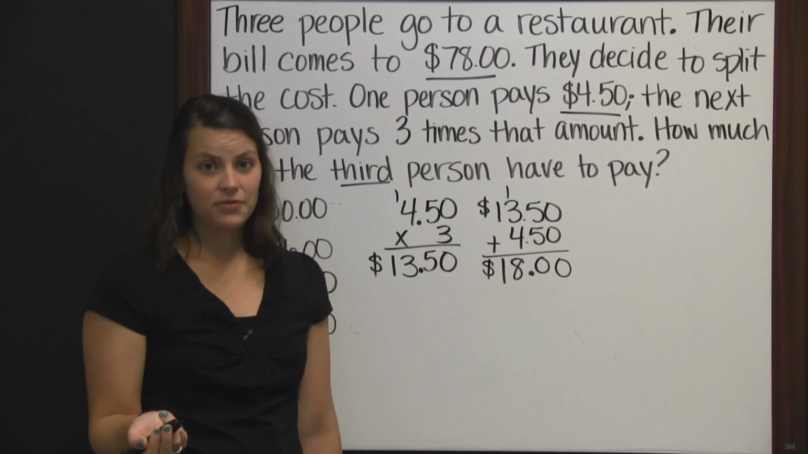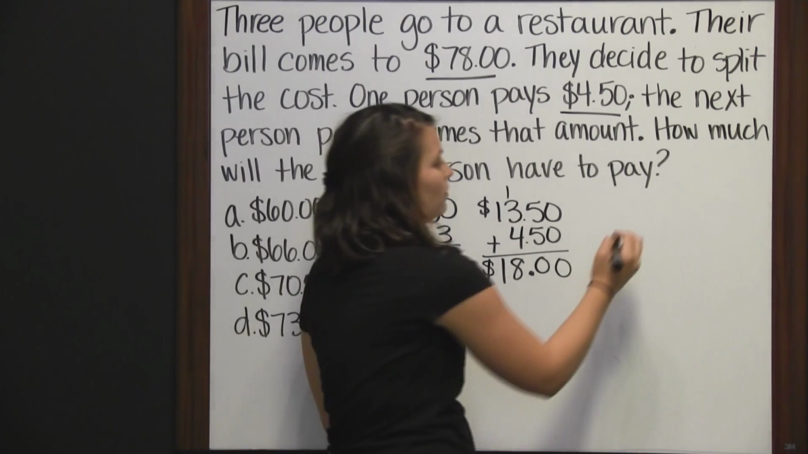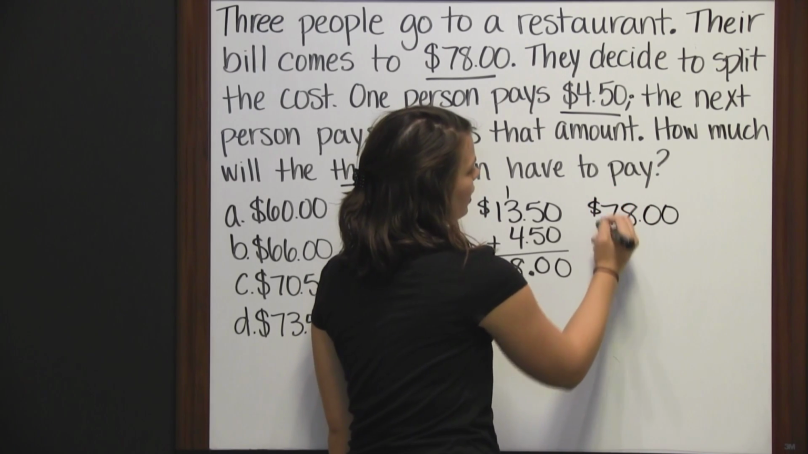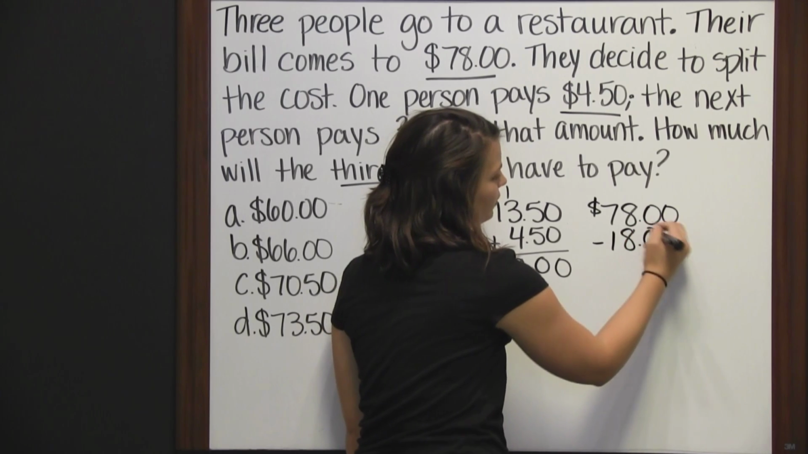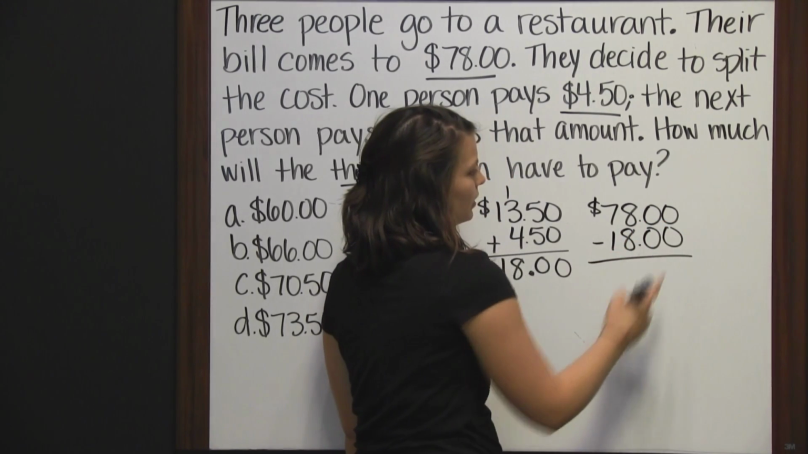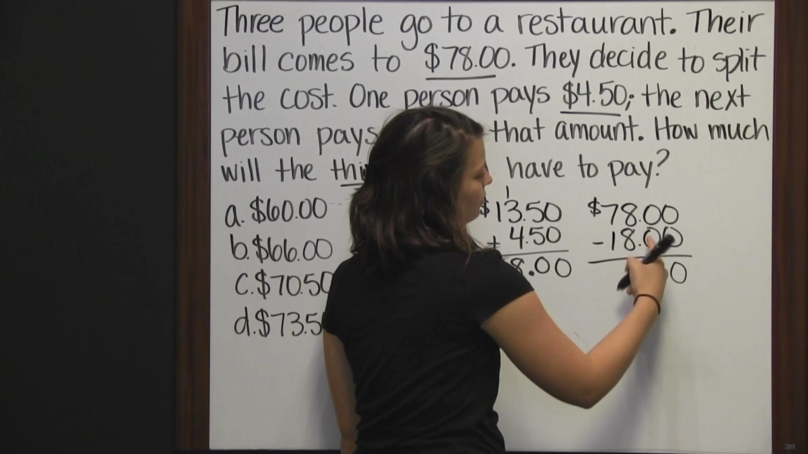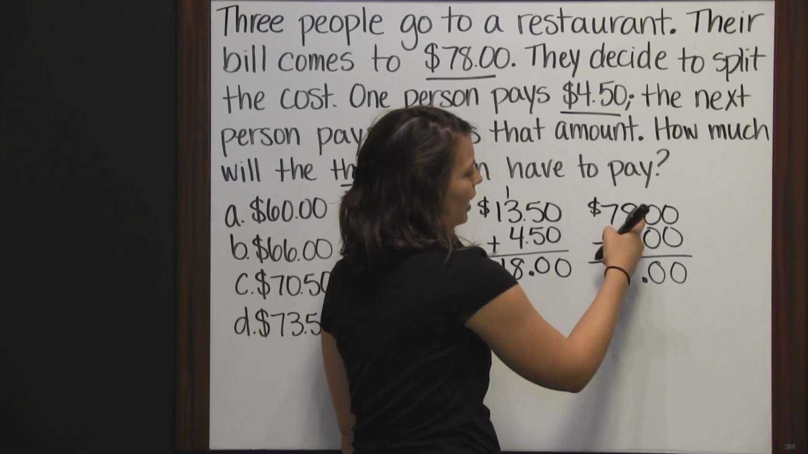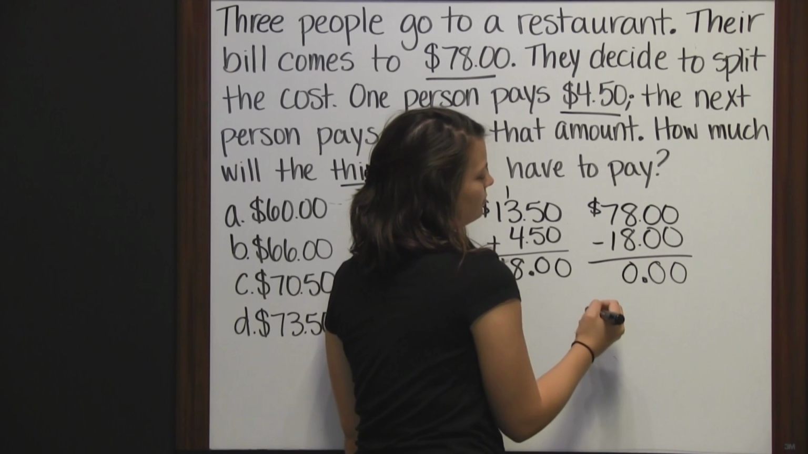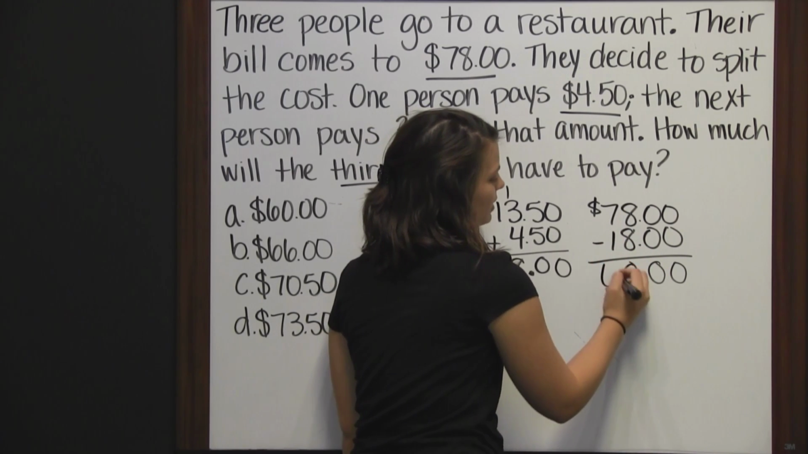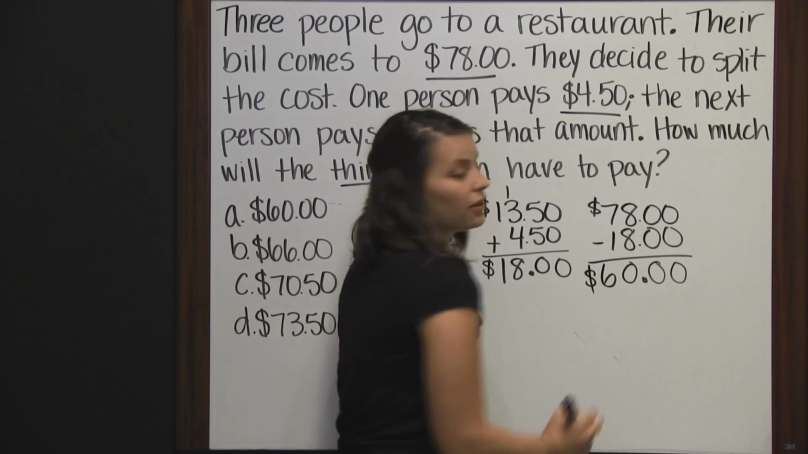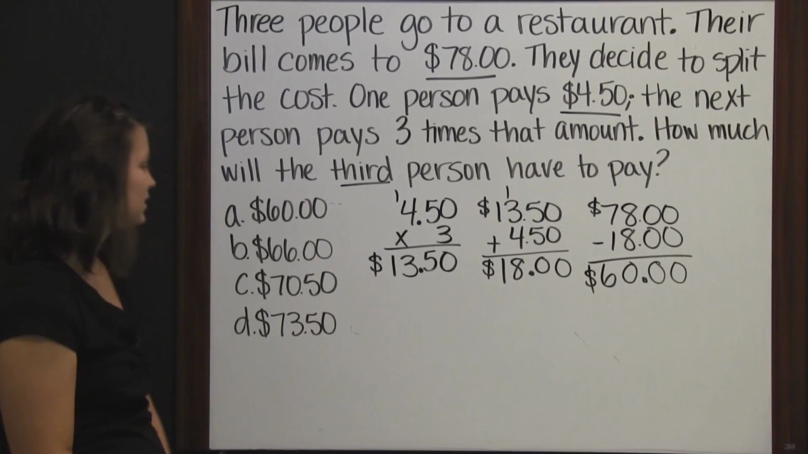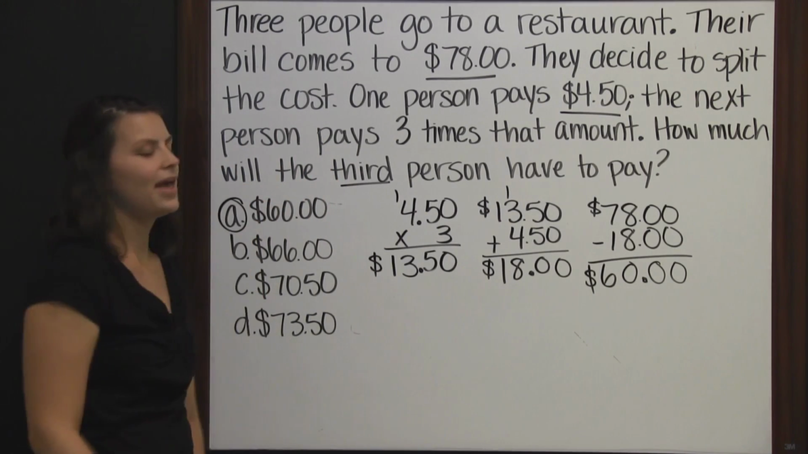So how much was left for the third person? Well, we just need to take the total, $78, and subtract how much was paid by the first 2 people. 0 minus 0 is 0. 0 minus 0 is 0. Bring down the decimal. And then 8 minus 8 is 0. And 7 minus 1 is 6. So that means that that third person got the biggest share of the bill. They'll have to pay $60, which is answer A.